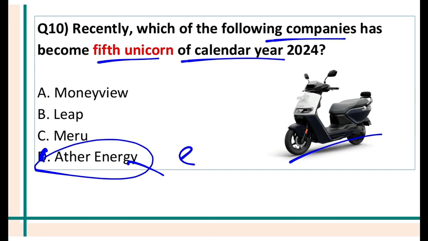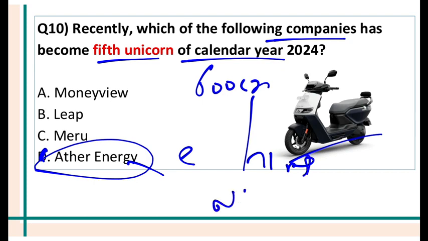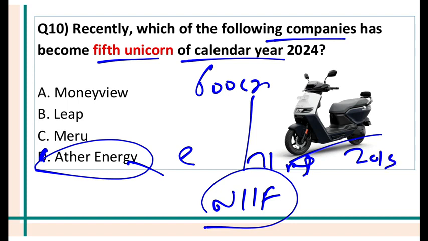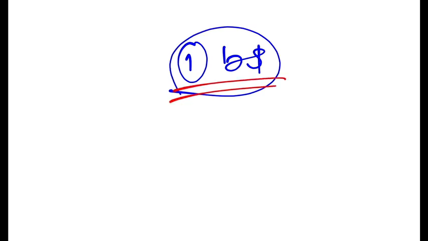Athar Energy has recently raised an investment of 600 crore rupees, which is around $71 million, from the National Investment and Infrastructure Fund (NIIF). This company was started in 2013 by Tarun Mehta and Swapnil Jain. It is the fifth unicorn. A unicorn means a company which touches a market value of $1 billion.